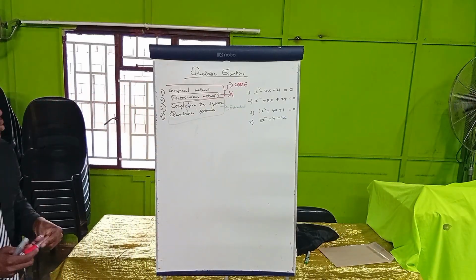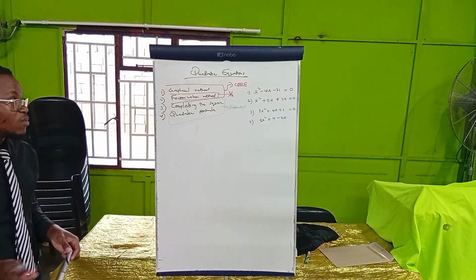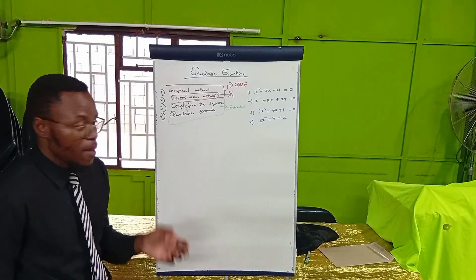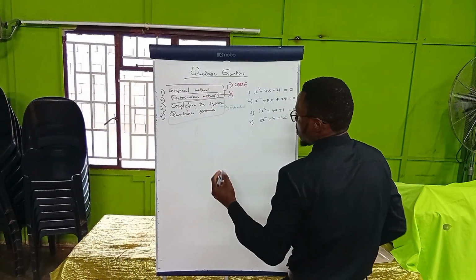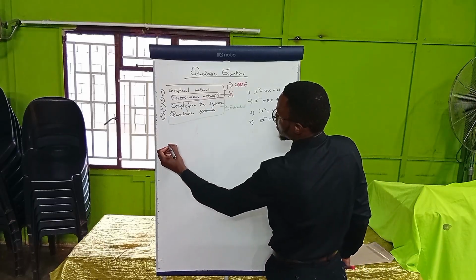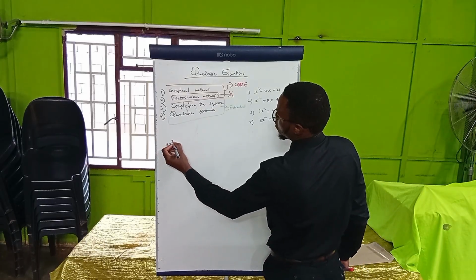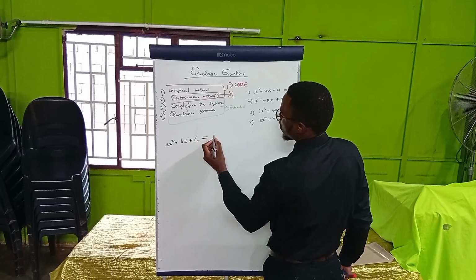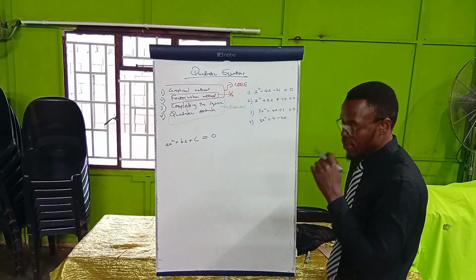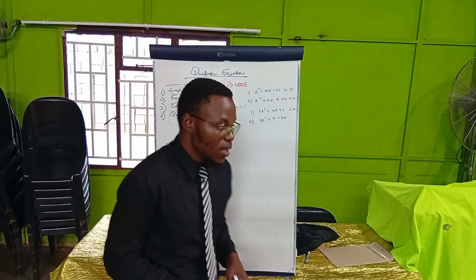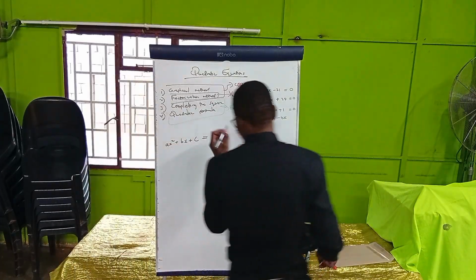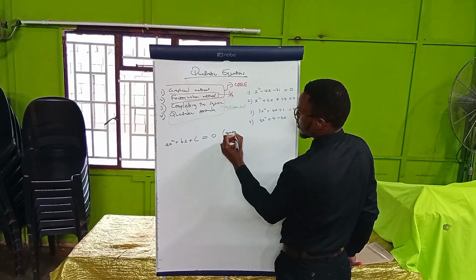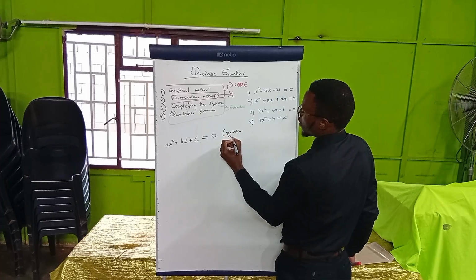Now, of course, you might be wondering or asking yourself, what is a quadratic equation? So, a quadratic equation is written in this form: ax squared plus bx plus c is equal to 0. This is a quadratic equation. So, maybe let me also write it here. This is a quadratic equation.